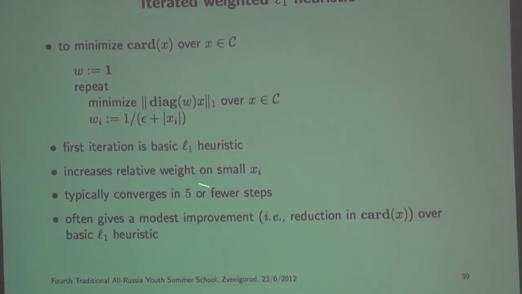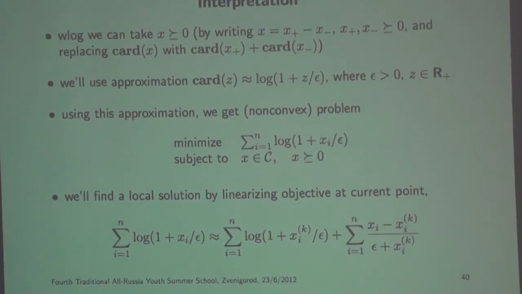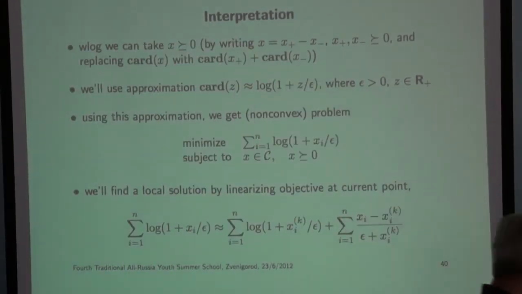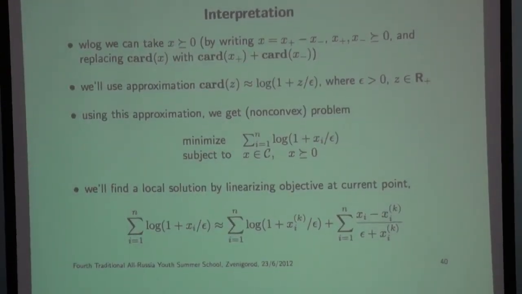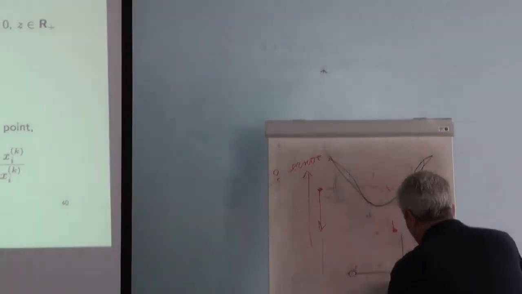So this typically converges in 5 or fewer steps, and it gives a modest improvement over the basic one. It actually works quite well. And you can interpret this as the following. In fact, I'm going to draw a picture. Let's look at the one-sided version. So x is positive, so we only look here.